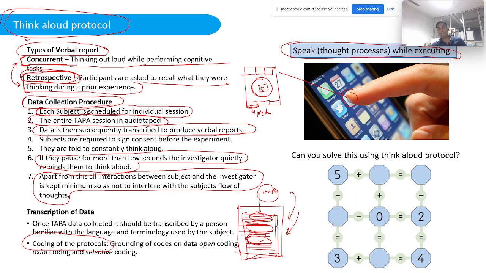Later when you code, you try to capture key themes or key constructs from the transcripts and identify the issues that the particular system has, or the navigational issues that the particular application has. So that's about think aloud protocol. Let me give you an example of how a think aloud protocol is done.